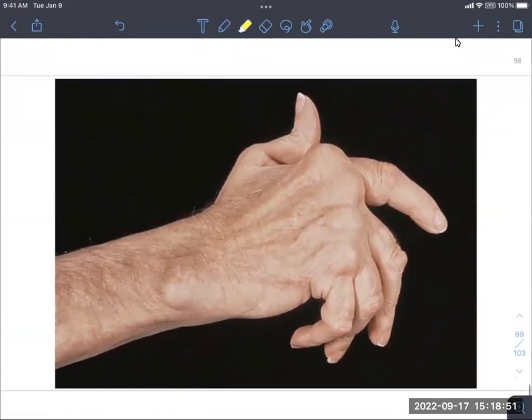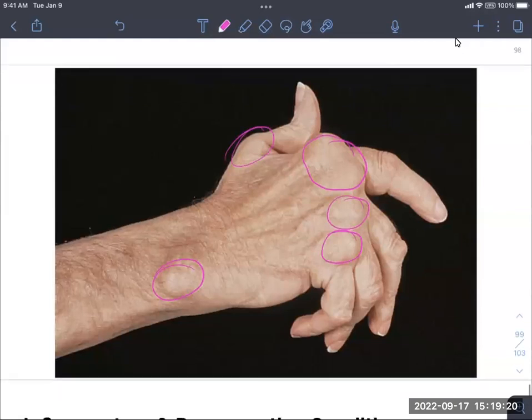This is what the hands of somebody with rheumatoid arthritis look like. Their fingers are drastically misshapen. This is pretty painful. You can see lots of inflammation in these joints here. Even down here, some inflammation. Here's some inflammation. You can see how those joints are just acting up. It's painful.